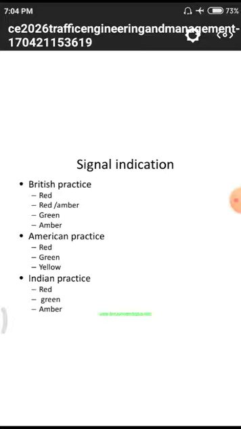Next one, green. Normally green is a symbol for the moving of vehicles. That means if there is a green signal, all the vehicles have to move. After that we have this amber. Normally this amber is used for the clearance of traffic.